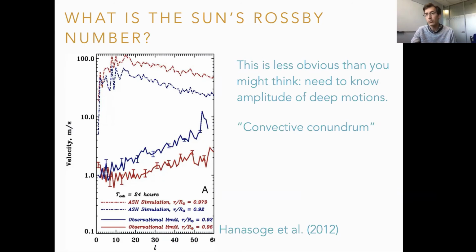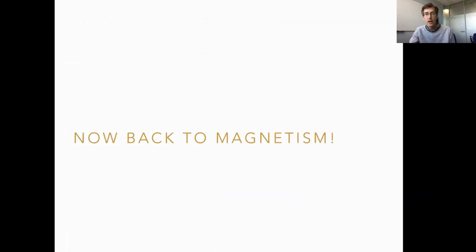This is an inference from Hanasoge et al. 2012, based on helioseismic inference of the large-scale velocity amplitudes. Anyway, so that was all hydrodynamic stuff. I want to think now about some stuff to do with magnetic fields.